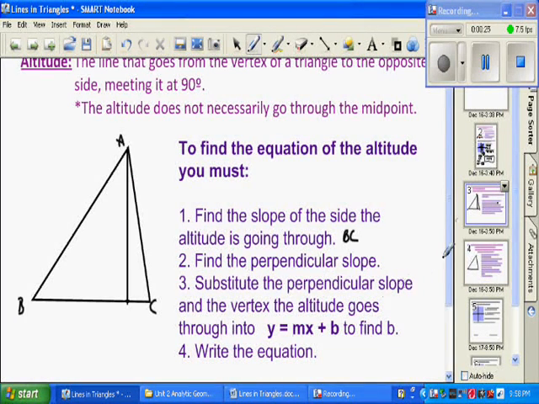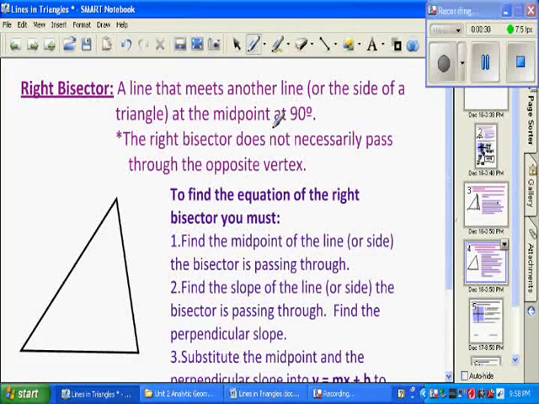The second word that we're going to learn today is called the right bisector. Okay, so the right bisector is a line that meets another line at a midpoint at 90 degrees. So if I have my triangle down here, triangle ABC, my right bisector would pass through the midpoint of BC and go straight up at 90 degrees. So it would pass through the midpoint and make a 90-degree angle.